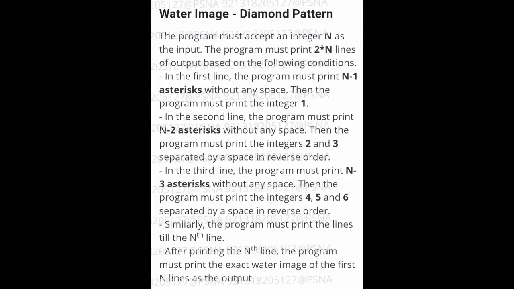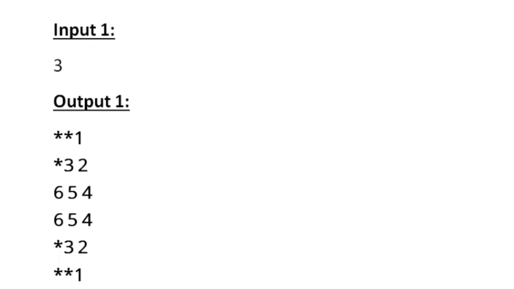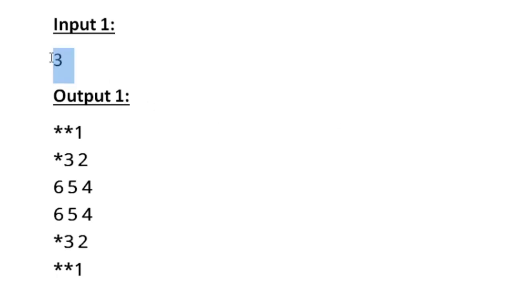This is our question asked in today's Skill Track Daily Challenge. Here the given input is 3, that is, the value of n is 3, and it is given in the question that for any value of n there must be n into 2 lines in our output. So here there must be 3 into 2, 6 lines in our output. These are our 6 lines of output.